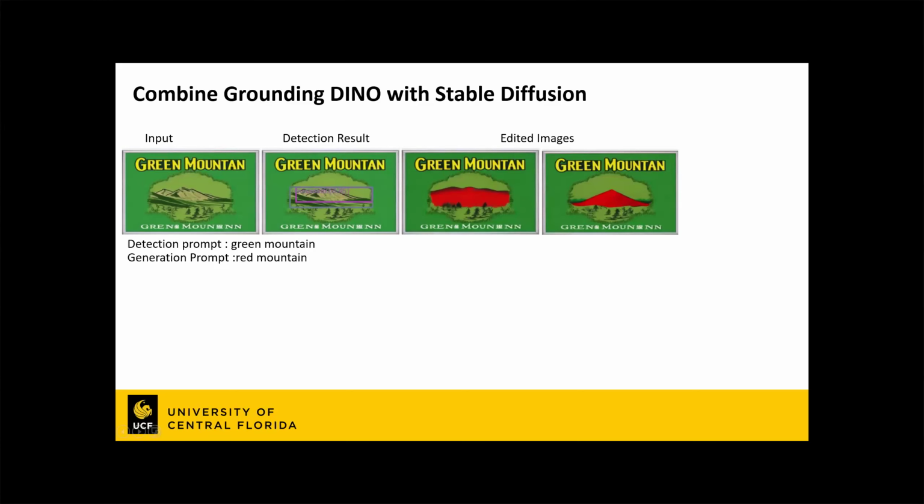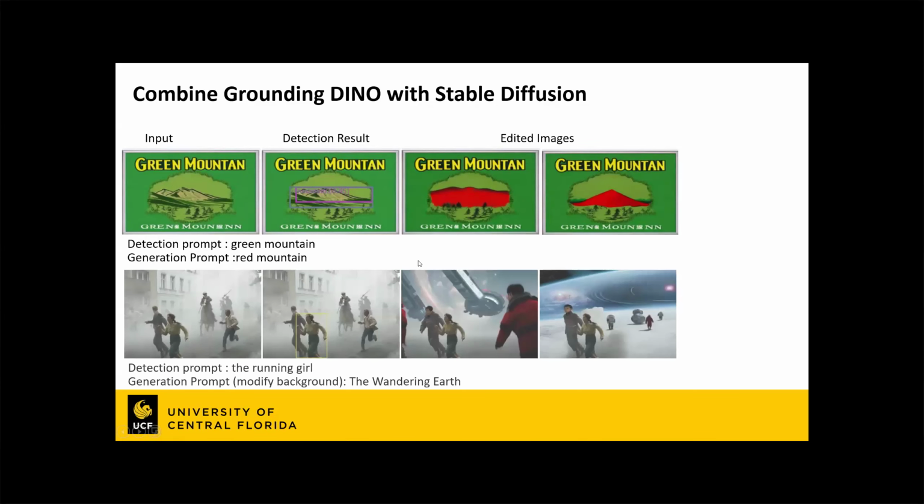And then the second input will be considered as the generation prompt, and it will then pass this image with the bounding box and create it as an in-paint section for stable diffusion, which will then be used to in-paint over the bounding box detected by DINO. And these are some example outputs that you get by trying to take the Green Mountain and change it into a red mountain.